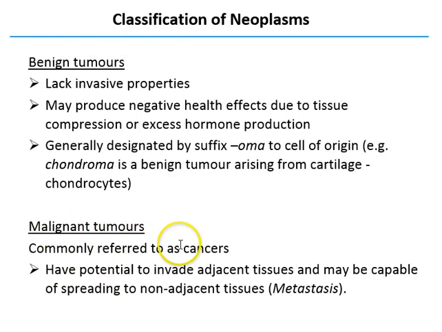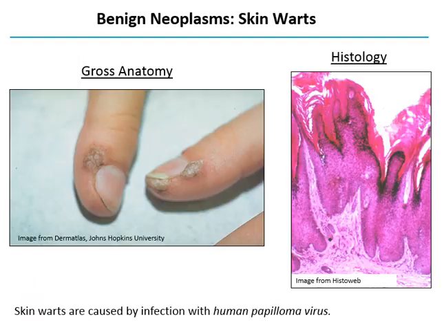Malignant tumours, commonly referred to as cancers, have the capacity to spread beyond the original tumour site. This is where they undergo metastasis. Very important definitions there. Benign, stay in one place. Malignant can spread.